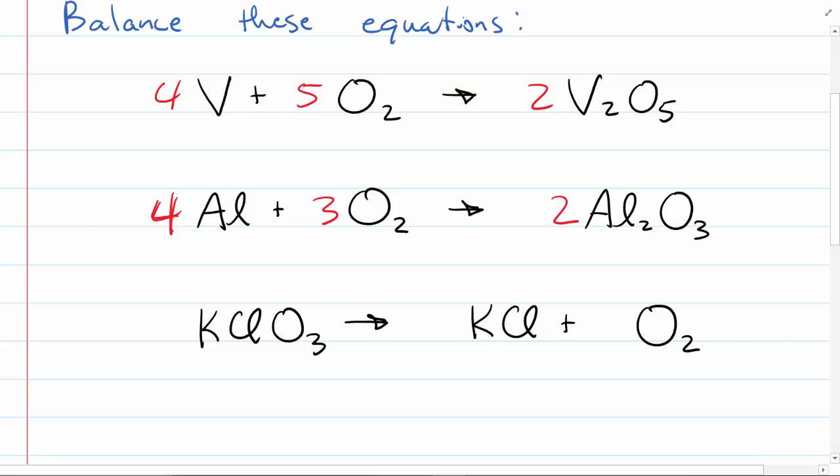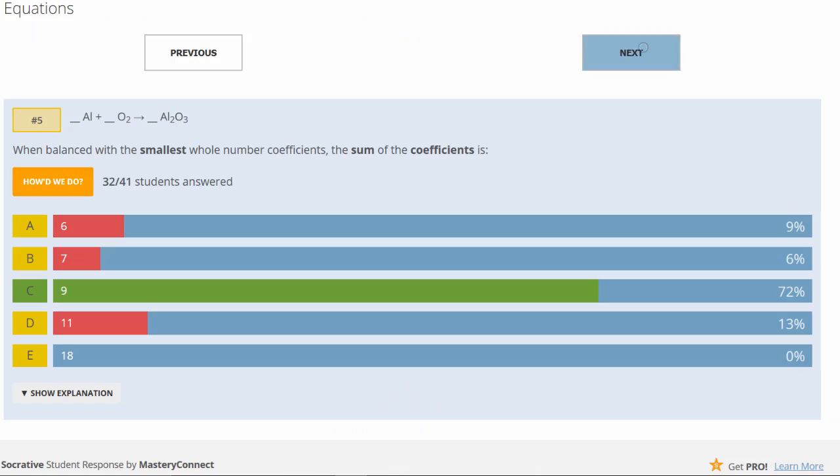Okay, last one. Go ahead and get them locked in, please. When balanced with the smallest whole number coefficients, the coefficient on the KCl. So look at your equations. When balanced with the smallest whole number coefficients, the coefficient on KCl is.